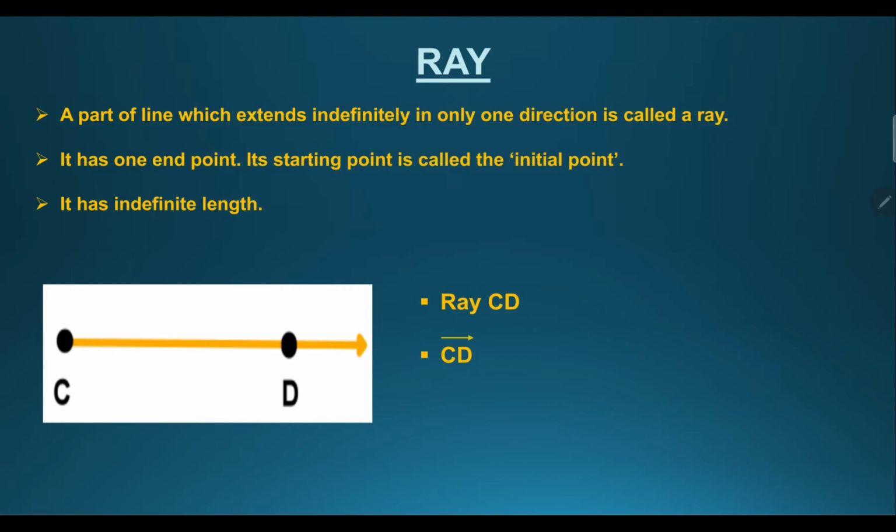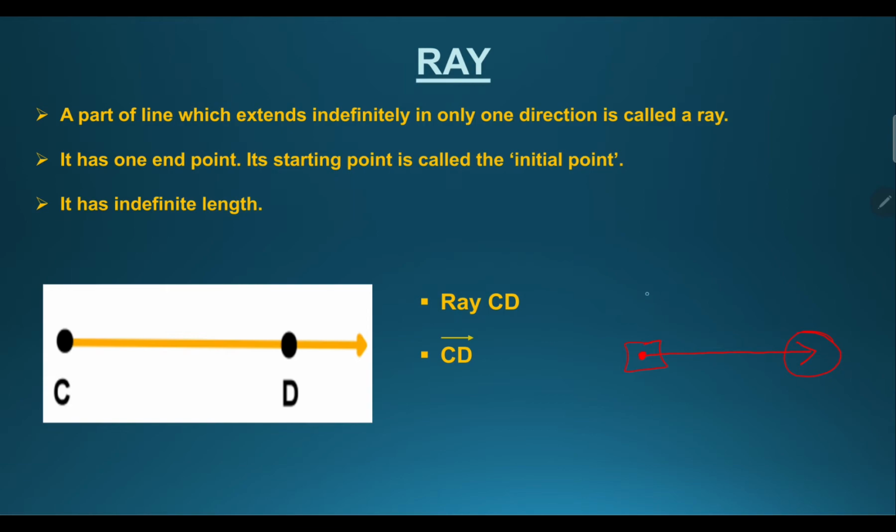For example, if I will say you that the line is extendable to right side only, so this will become ray because it is extendable in one direction only. It is having one fixed point, that means one end point. This end point is the starting point of the ray.